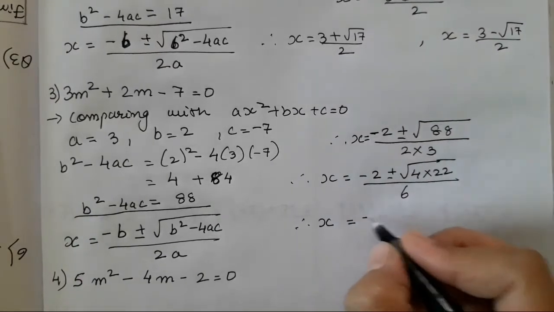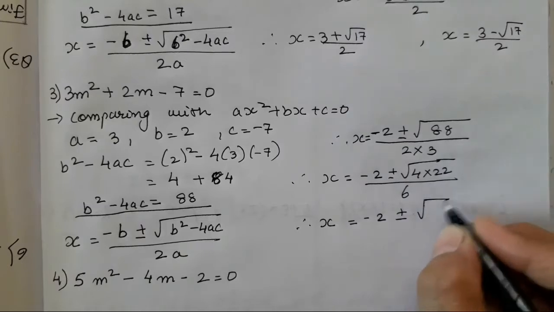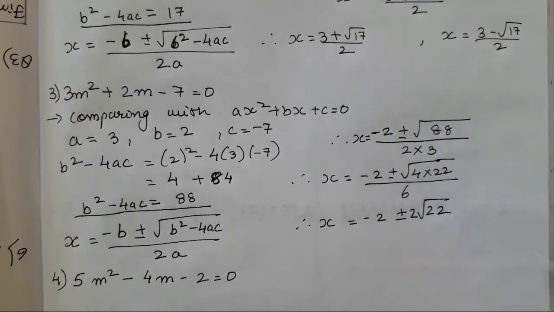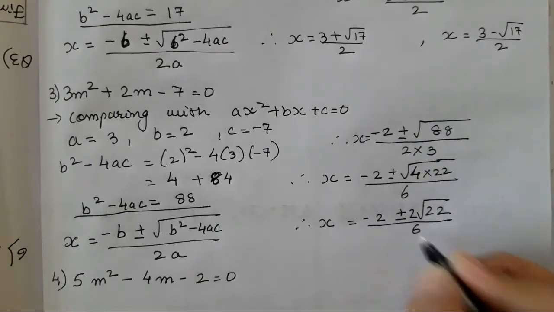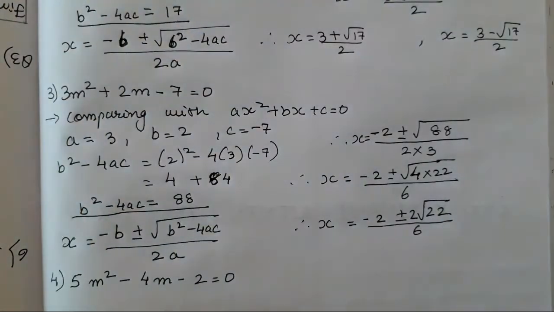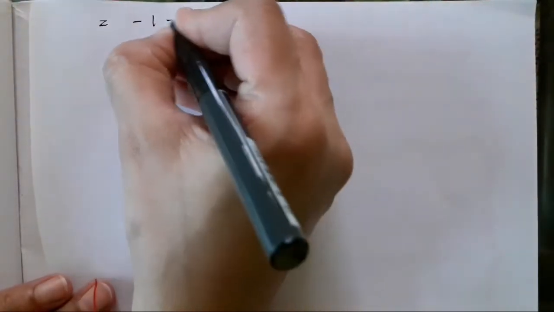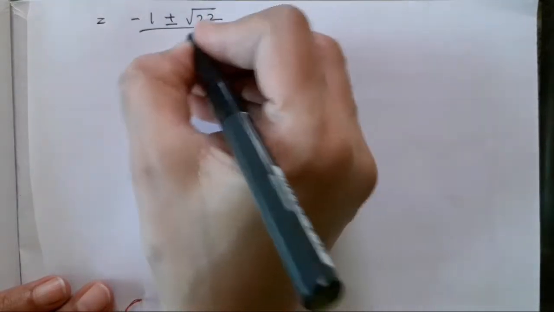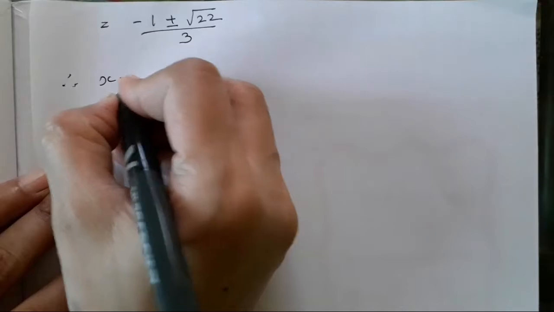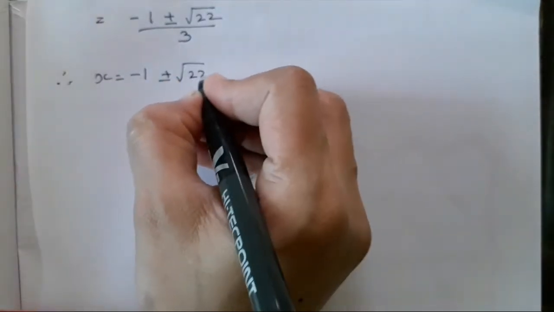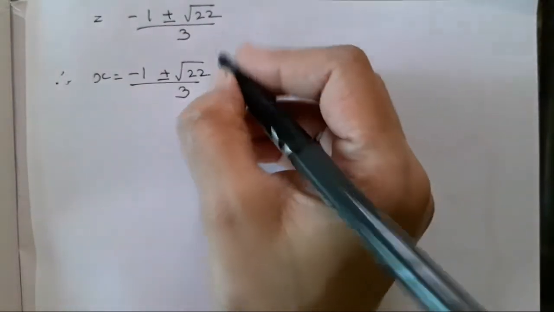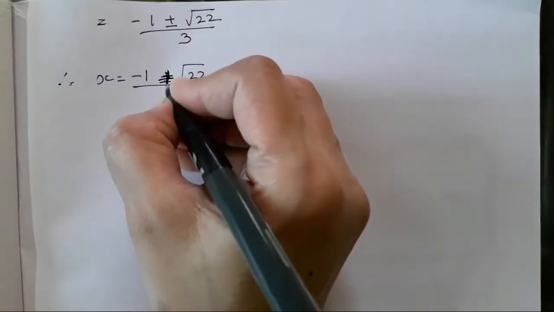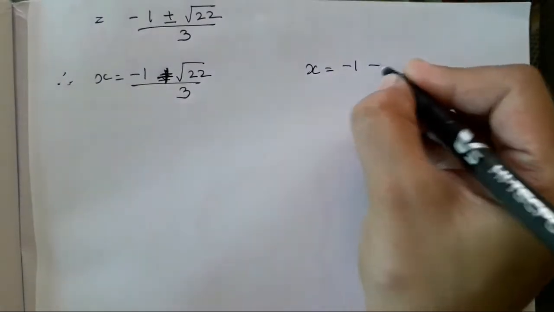Therefore x is supposed to be minus 2 plus and minus 2 will come over here and root 22 will remain as it is. Okay, so 2 square for this 4 we have taken it outside and 6 is going to be in this form. So over here minus 1 plus and minus root 22 upon 3. Therefore x is going to be minus 1 plus and minus root 22 upon 3. Once you have to take plus sign and once you have to take minus sign. Okay, so when this is the answer, we will take once plus and once minus.